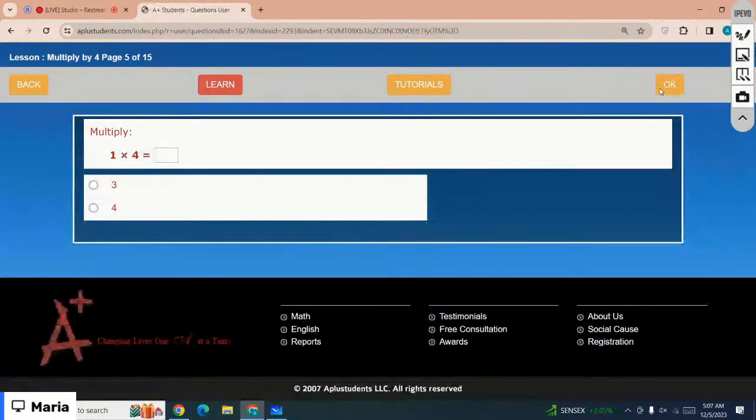The next one is multiply 1 times 4. Which is the correct option? 1 times 4 equals, the correct option is 4. 1 times any number equals the same number, right? So 1 times 4 equals 4.